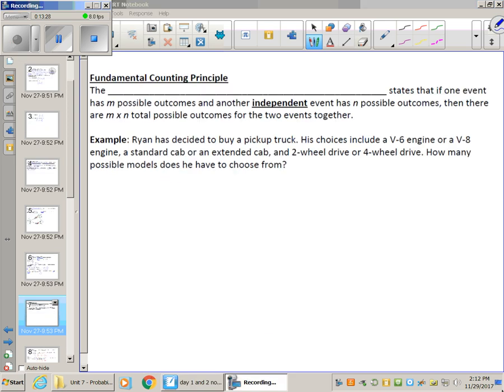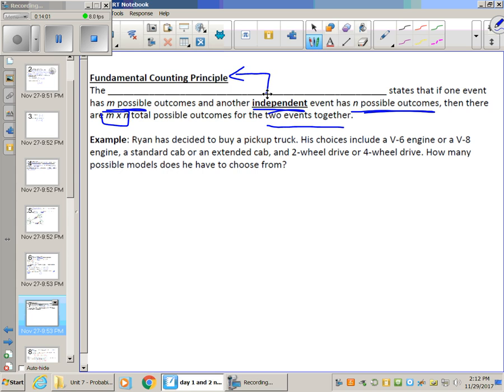All right, last thing we're going to talk about, and one of the most important things, is the fundamental counting principle. This is deciding how many possibilities we can have in an independent or dependent event. The fundamental counting principle states that if one event has m possible outcomes and another independent event has n possible outcomes, then there are m times n total possible outcomes for the two events together.